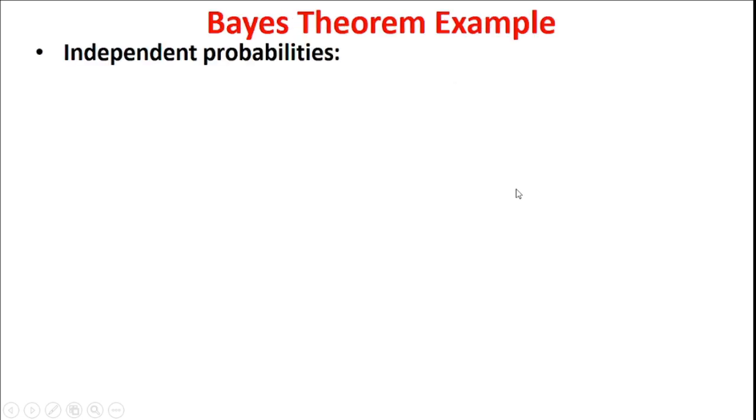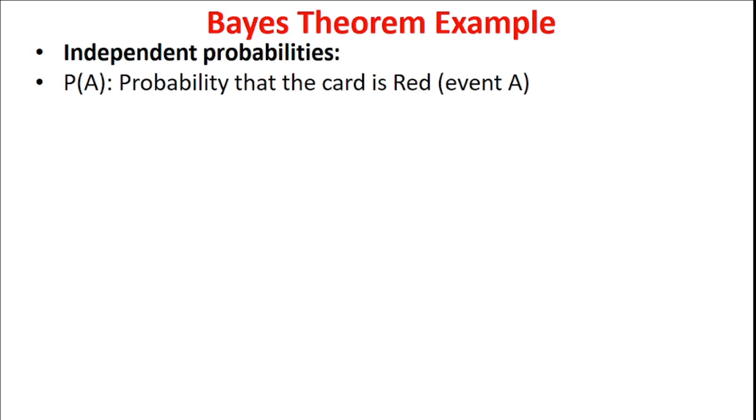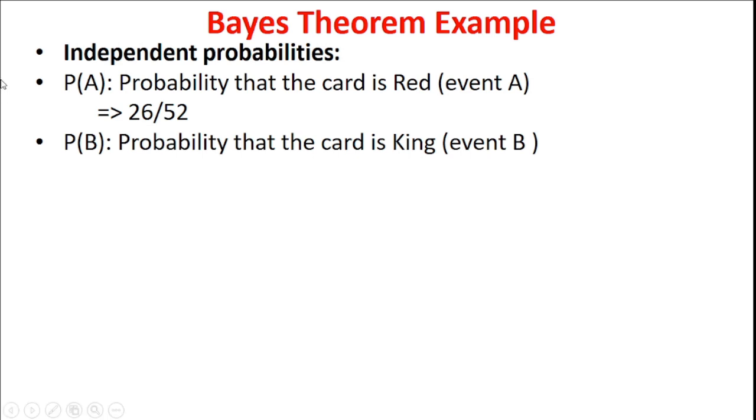Now, Bayes theorem. You can consider an example for Bayes theorem. You have 52 cards in your pack, and the probability of A is the probability that the card is red. That is called event A, and I call that the probability of A. How many red cards will be in your pack of 52 cards? It's 26, and the remaining 26 will be black cards. So 26 divided by 52 is the probability of A, and the probability of B is the probability that the card is a king, the event B. Out of that 52, how many kings will be there? 4. So 4 by 52.